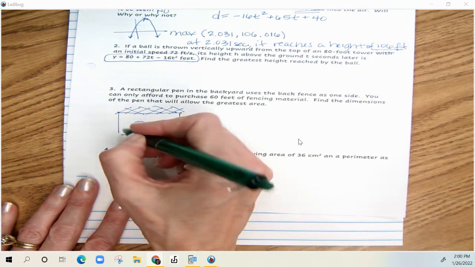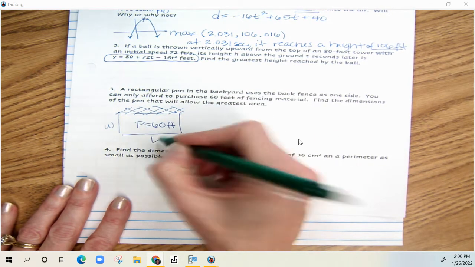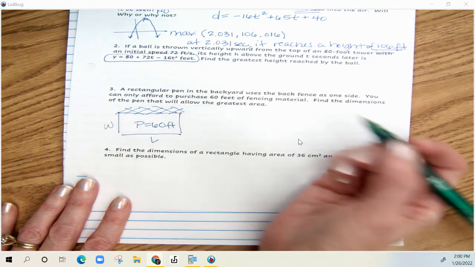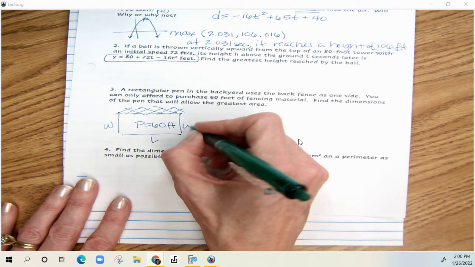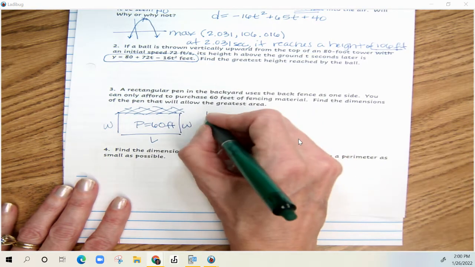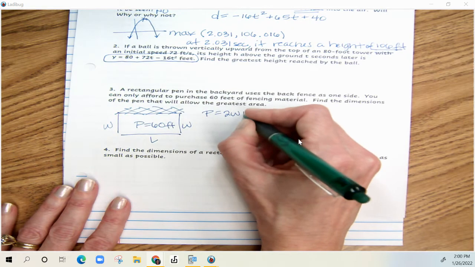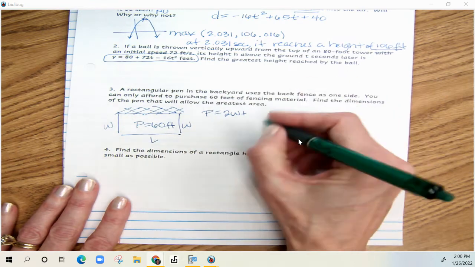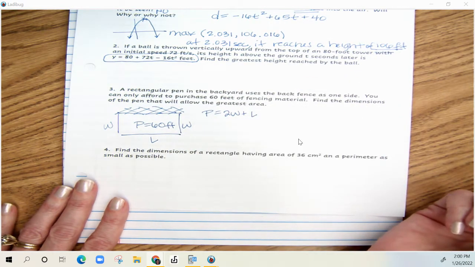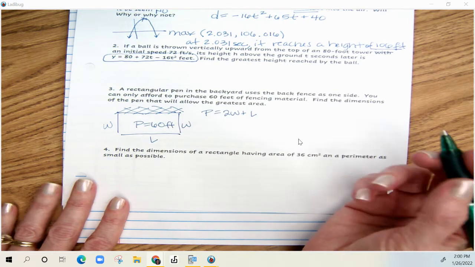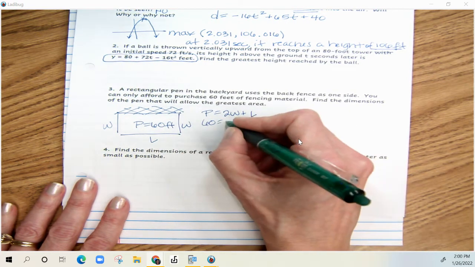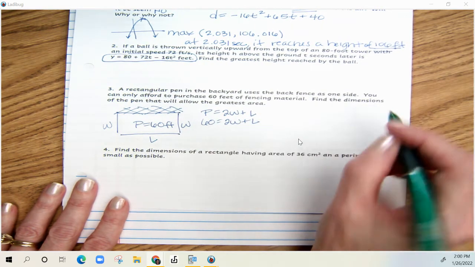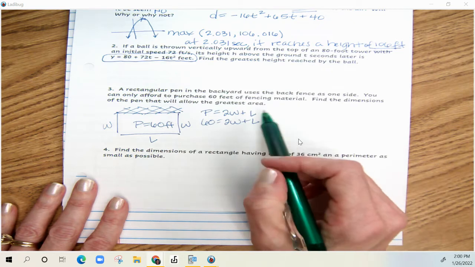And this rectangle, you have the width and you have the length. Normally I have 4 sides, but since I'm using an existing fence as one of my sides, then I'm only going to have 3 sides involved. So the perimeter of a rectangle is 2 times the width plus 2 times the length, but since I am only using this one side, it's just going to be plus 1 because there's only 3 sides involved in this situation. And I was told that I have 60 feet of fencing, so I know that the perimeter is going to be 60. Okay, but what I'm trying to maximize or minimize is what has to go in the calculator.